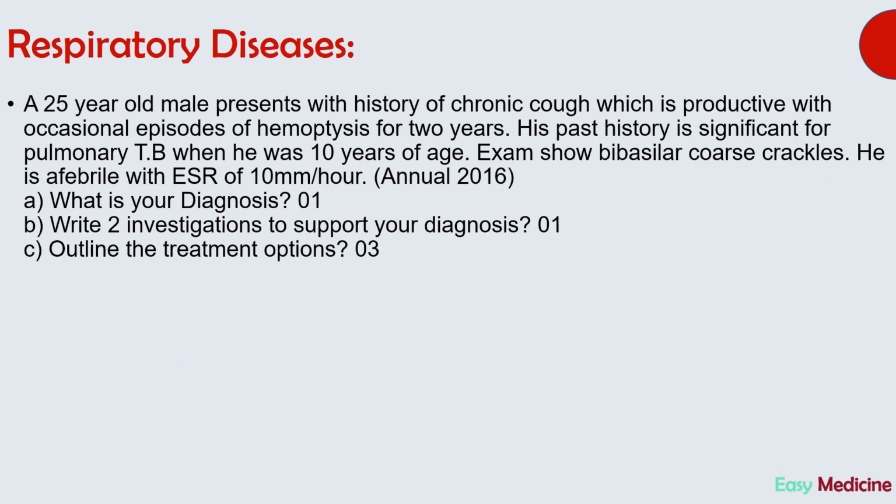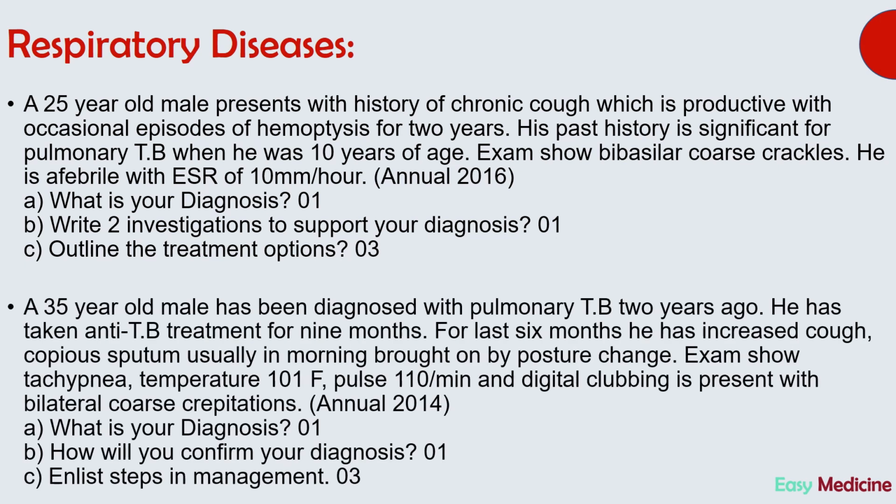The first question is, a 25-year-old male presents with history of chronic cough which is productive with occasional episodes of hemoptysis for 2 years. His past history is significant for pulmonary tuberculosis when he was 10 years of age. Examination shows bibasilar coarse crackles. He is afebrile with ESR of 10 mm per hour. The first question is, what is your diagnosis? The next is, write 2 investigations to support your diagnosis, and finally outline the treatment options.